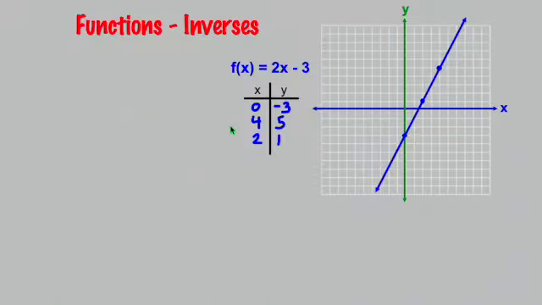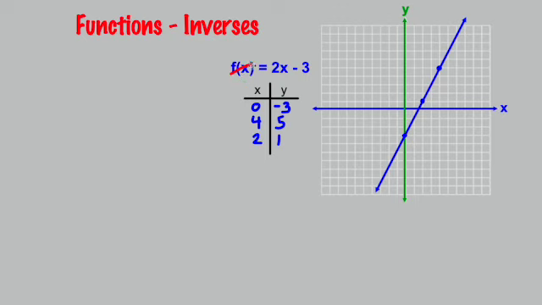Let's go ahead now and take a look at how inverses work. I've already taken a pretty simple function over here, f of x equals 2x minus 3, and graphed it. So I plotted (0, negative 3), (4, 5), and (2, 1) over here, creating a line. Not terribly exciting here, but let's talk about how inverses are created.